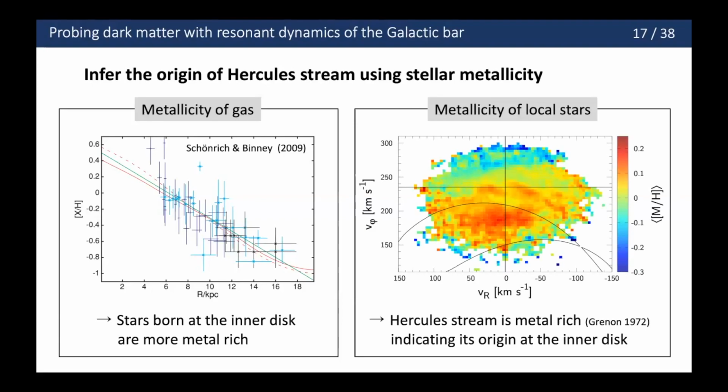But the fact that the Hercules stream is metal-rich is not a new finding. This was already known as early as the 1970s. The new thing that we can do now using the Gaia data is that we can actually model the detailed metallicity distribution within the resonance, not just compared with outside.